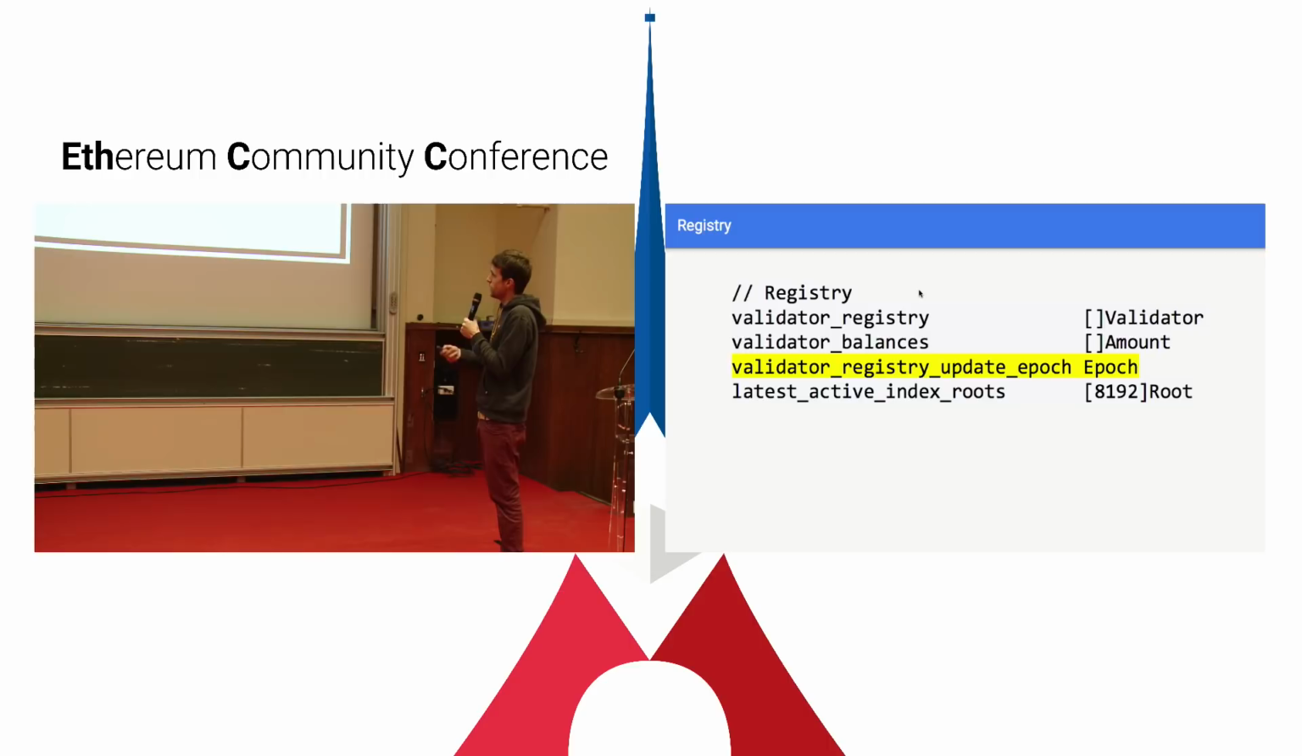We also keep track of the validator registry update epoch. So when was the registry last updated? Mostly a technicality here, because the reason why we have it is that we have this exponential backoff mechanism, which is a security mechanism if finality doesn't happen often enough. Anyway, let's just skip that.